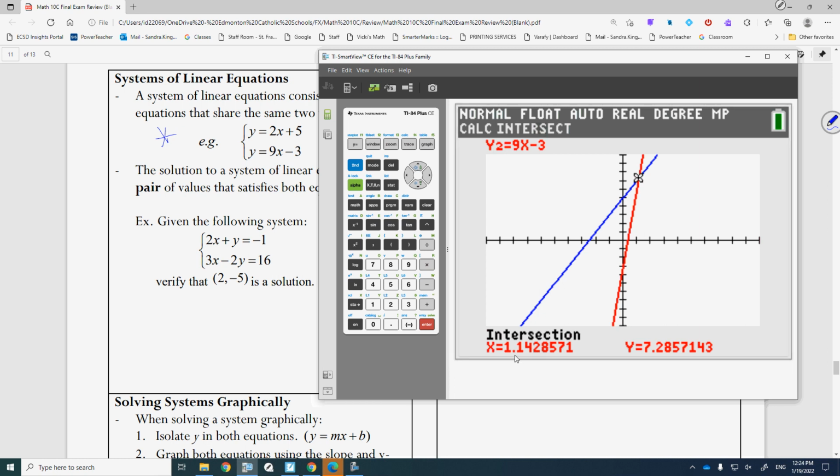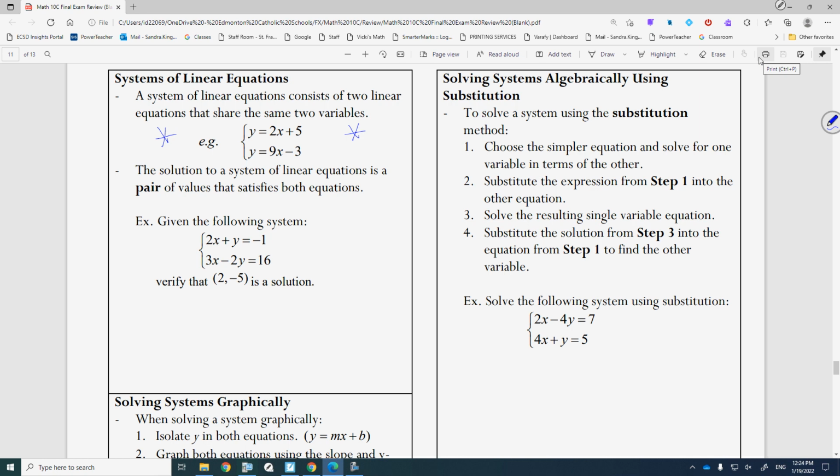If the question was, what's the solution to the nearest tenth, it would be x is equal to 1.1. If it was, what's the solution to the nearest hundredth, x is equal to 1.14. If it was, what is the ordered pair, 1.1 comma 7.3. So I'm just going to write x is equal to 1.14. Let's pretend they asked to the nearest hundredth. So x is equal to 1.14. Okay, so that's the solution to that system.